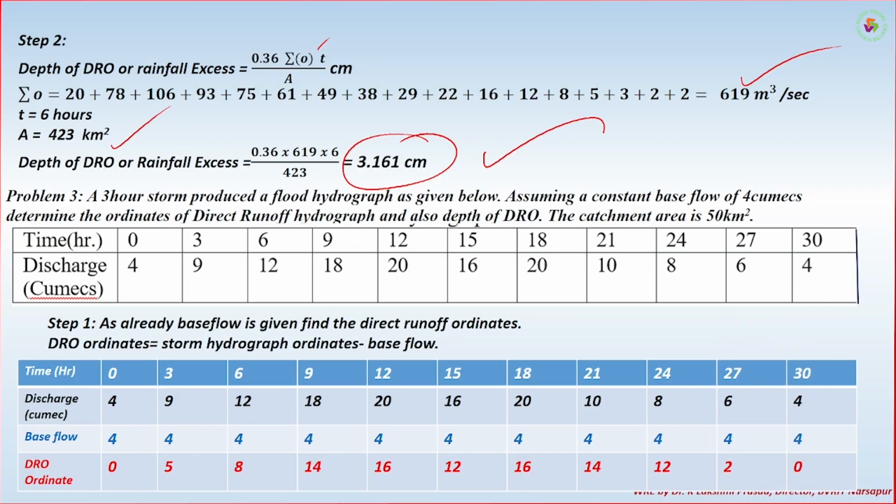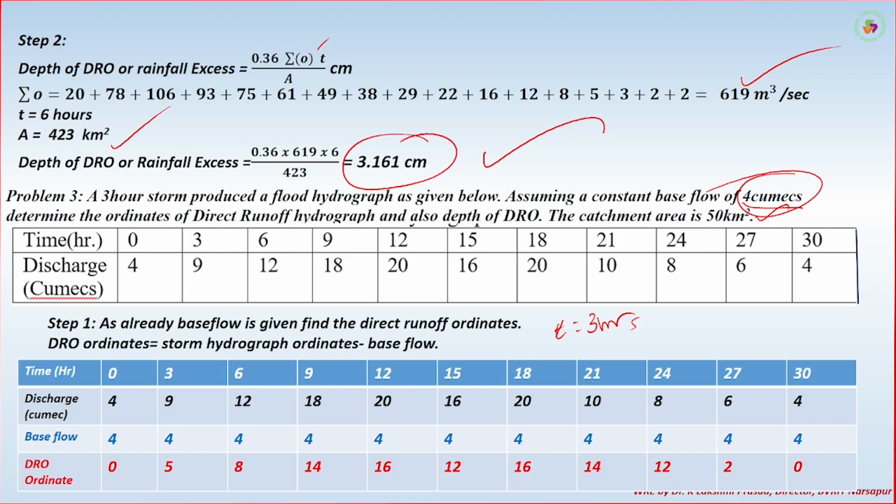Then again another problem I have taken. A 3-hour storm produced a flood hydrograph as given below. Assume a constant base flow of 4 meter cube per second. Determine the ordinates of direct runoff and also the depth of direct runoff. The catchment area is how much he has given? 50 square kilometers. So now the data is given to you straight. Starting from time interval 0. So what is the interval? 3 hours. Delta T is equal to how much? 3 hours. Time interval. Then what is as given?